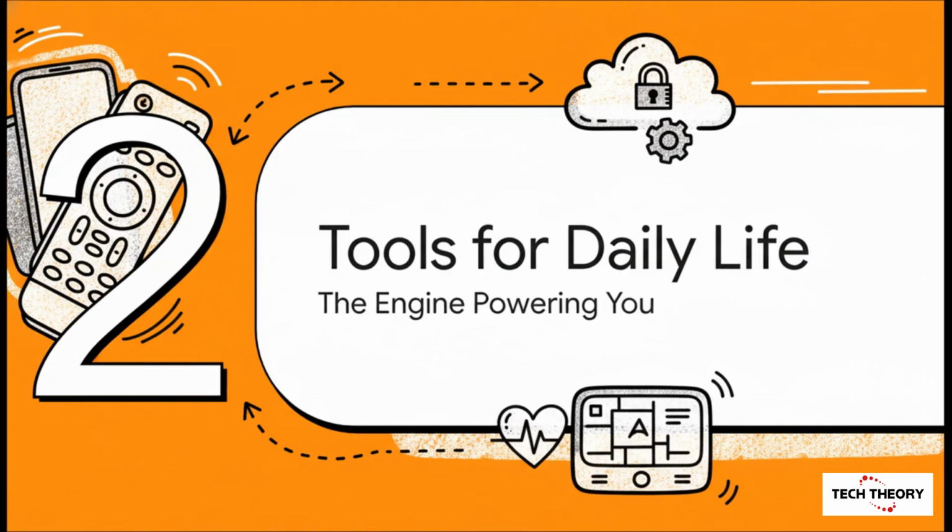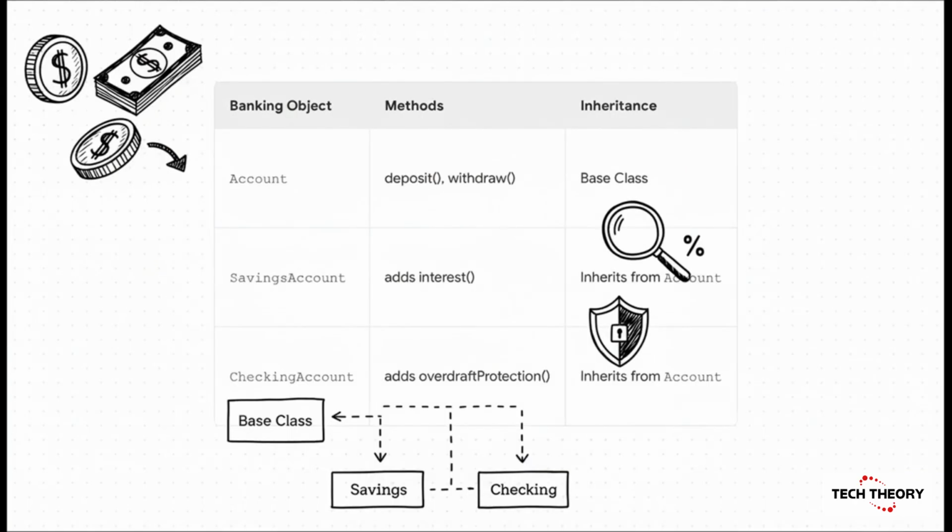Okay, so OOP is the engine behind our games and our apps. But let's shift gears now. Let's look at the really high-stakes stuff, the tools we depend on every single day, where things like security and reliability are absolutely non-negotiable. You might not realize it, but your bank account is an object in a massive software system. It all starts with a basic account blueprint that knows how to handle deposits and withdrawals. Then, a savings account object inherits all of that and just adds a new skill, calculating interest.